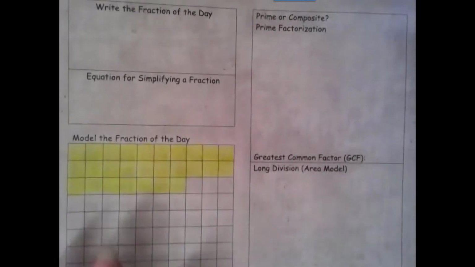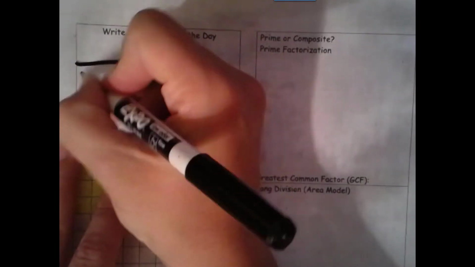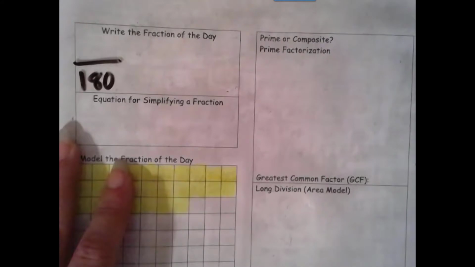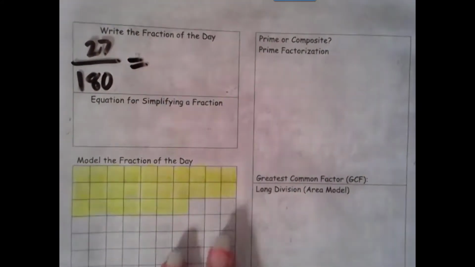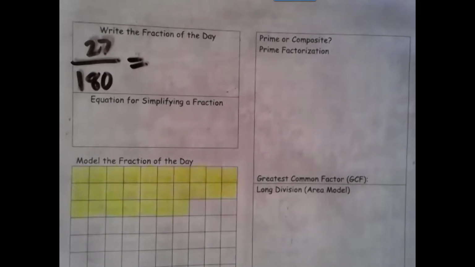All right, let's get down our beginning fraction. Our denominator is 180 because that's the total amount of school days, and we are on day 27. Now we need to look at 27. Is that prime or composite?